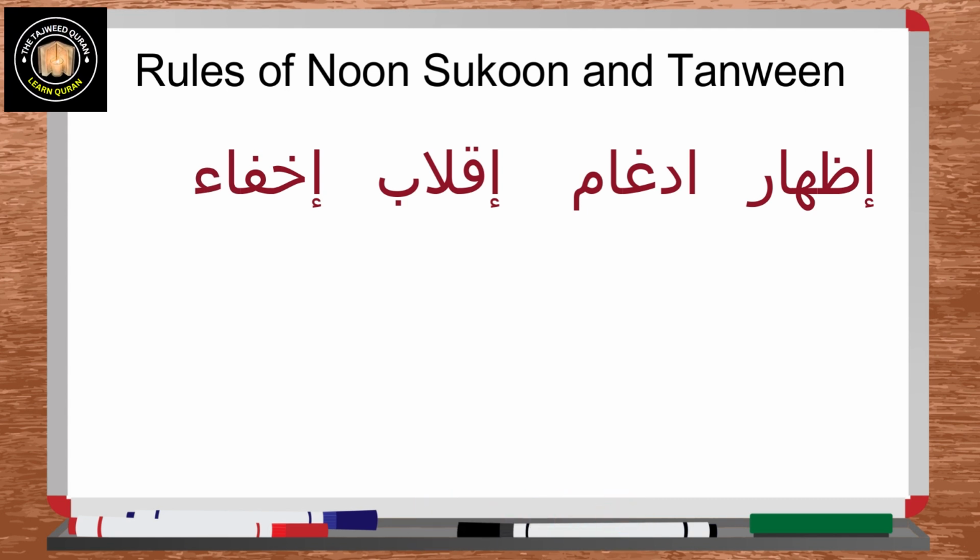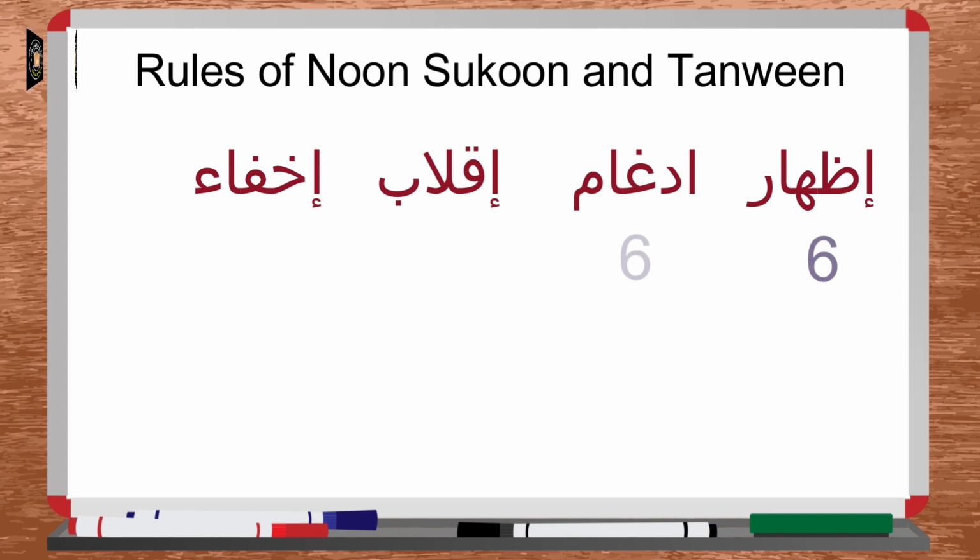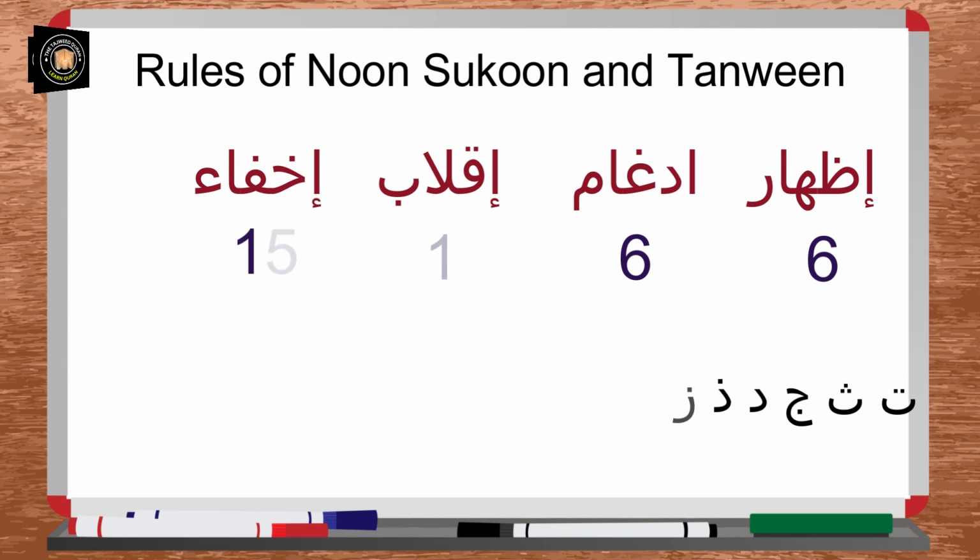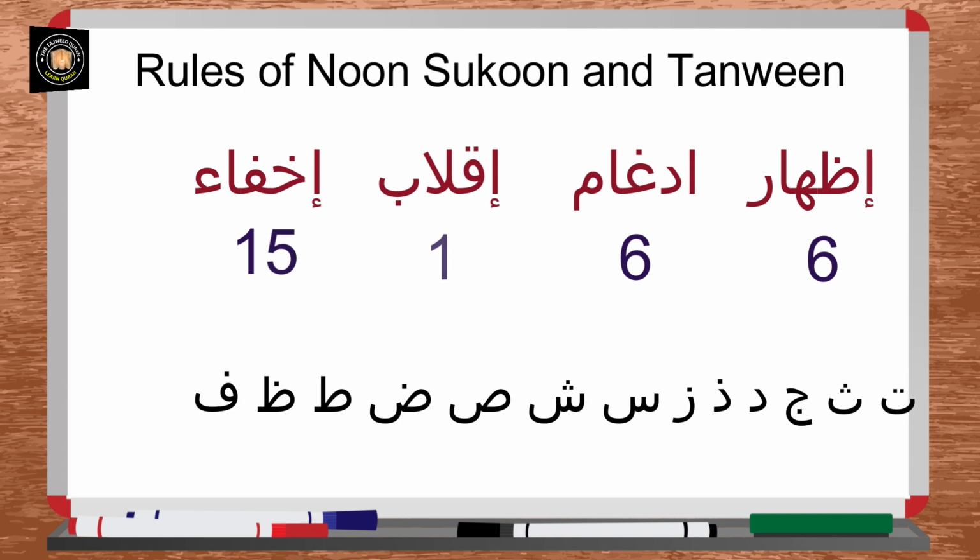Brothers and sisters, we used 6 letters for Izhar, Hamza, Ha, Ain, Ha, Ghain, Kha, and also 6 letters for Idgham, Ya, Ra, Mim, Lam, Waw, Noon, and 1 letter for Iqlab, Ba. For Ikhfa, you need to memorize 15 letters: Ta, Tha, Jim, Dal, Dal, Za, Sin, Shin, Sad, Dad, Ta, Za, Fa, Qaf, Kaf.